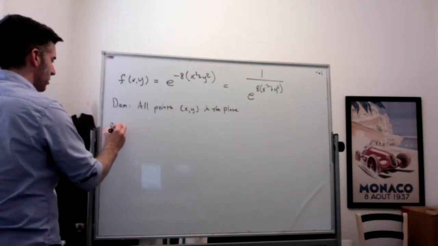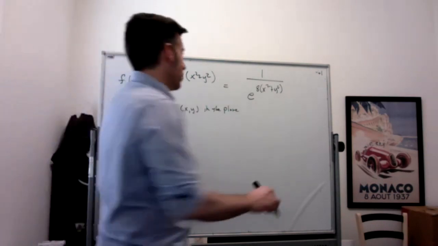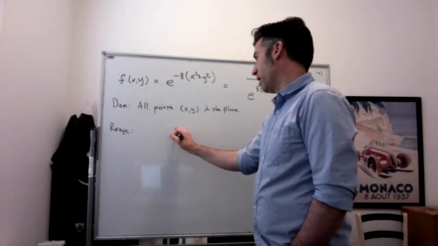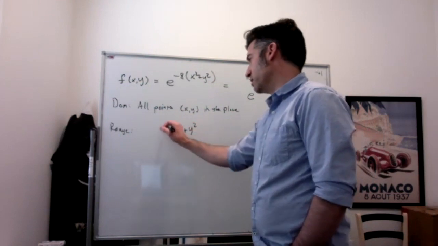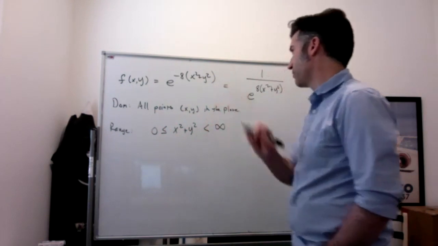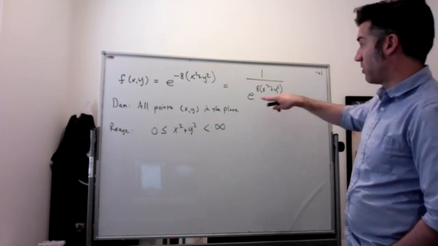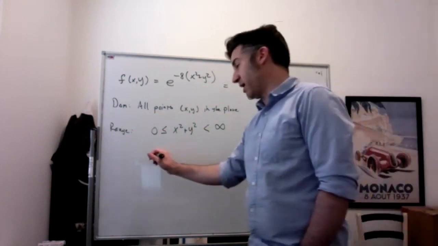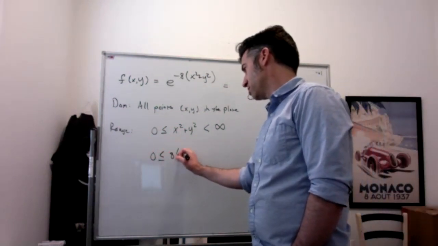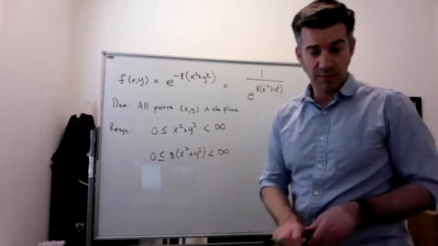Okay, the range is a little bit harder to deal with. And it might actually be made easier by writing it like this. So let's talk about the range. Here's what I know so far. I know that x squared plus y squared is greater than or equal to 0 and less than infinity. Then I'm going to try and make it look like that, so I'm going to multiply everything by 8. Doesn't really change either of those things. 8 times 0 is still 0. 8 times infinity is still infinity.